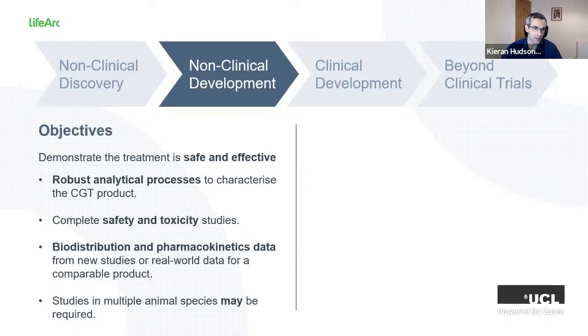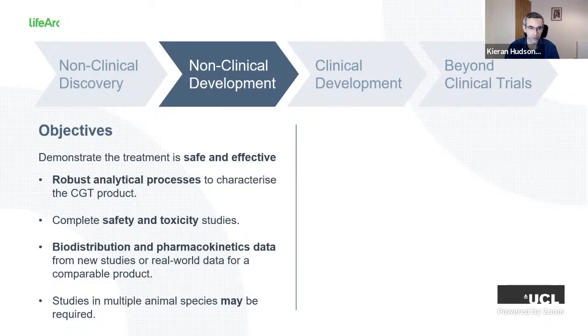So the objectives here: to make sure you have robust analytical processes that allow you to characterize your product. This is about being able to demonstrate the product is what you think it is, that it's consistent, that what you're suggesting to put into patients, you're well aware of everything that's in there, and you can consistently say that you're producing the same batch every time.